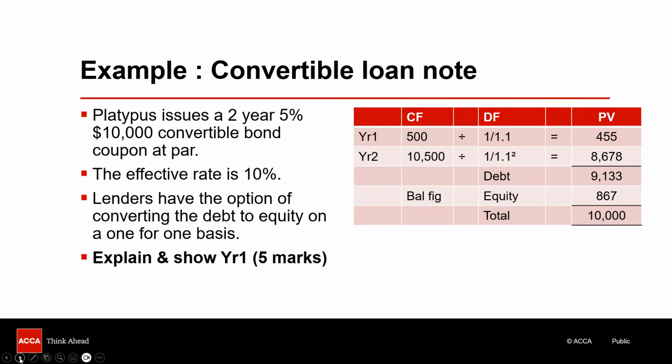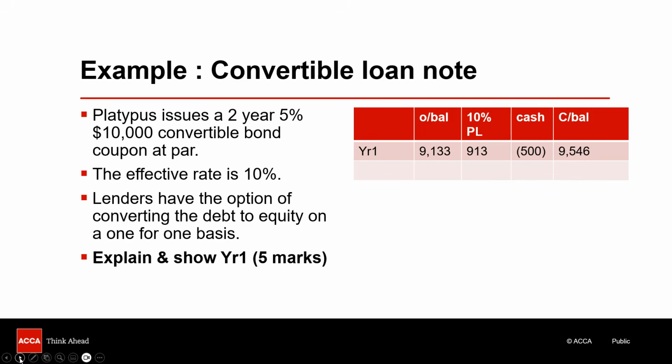But we've also got to show what happens in the first year. Now the equity element of 867, nothing happens to it in the first year, but the debt element of 9,133 is subject to amortized cost. So it is subject to a 10% charge going through the profit and loss account, and you are paying the coupon rate, the 5% on the 10,000. So we have a closing balance, a liability on the balance sheet, of 9,546.